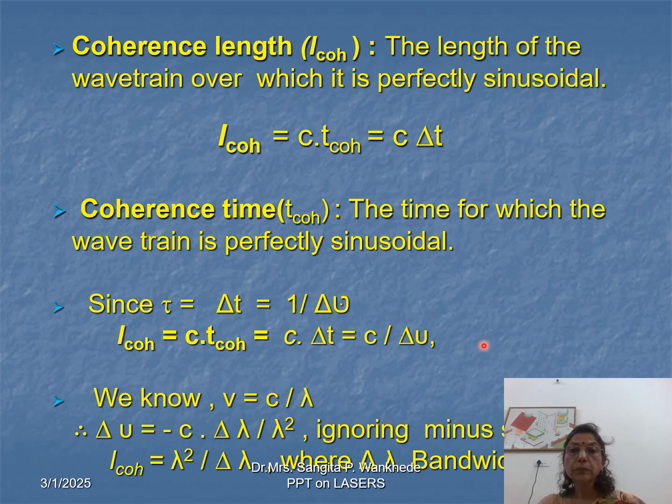Because delta T is equal to 1 upon delta mu, and as we know, mu is the frequency equal to c by lambda, delta mu on differentiation becomes minus c delta lambda upon lambda square. So finally after calculation, it gives L coherence equal to lambda square upon delta lambda. So all these formulas are important: L coherence equal to c into delta T, L coherence equal to c upon delta mu, and L coherence equal to lambda square upon delta lambda.